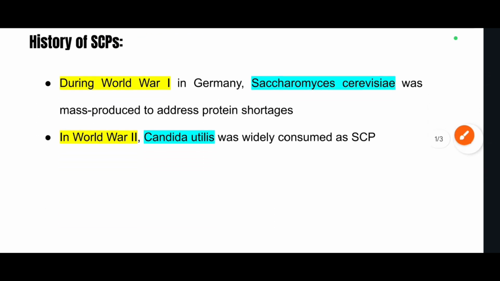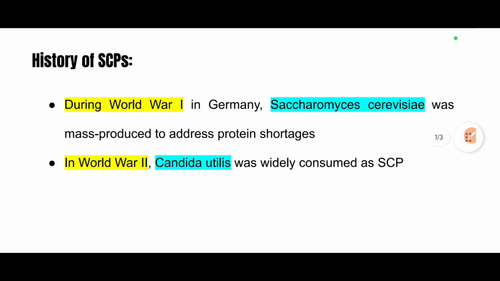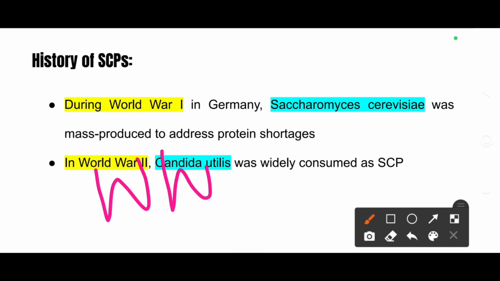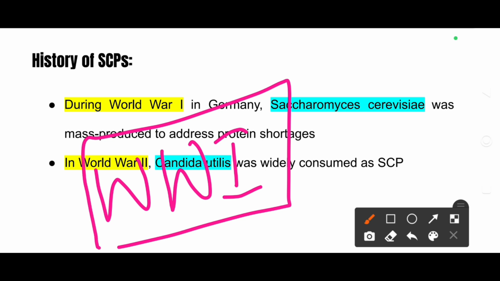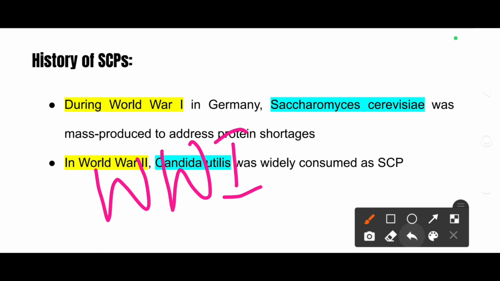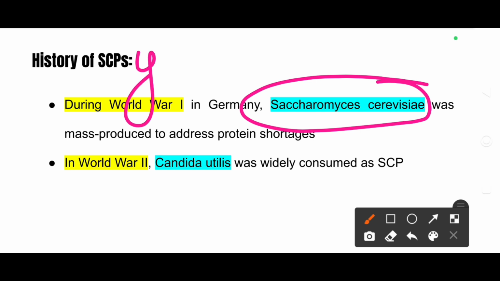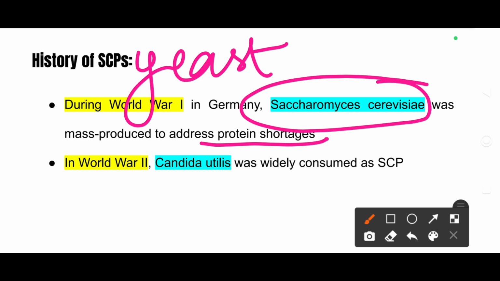Let's see something about the history of SCP and how it started. During World War One in Germany, the soldiers were facing a kind of nutrition deficiency, because they can't cook chicken and mutton and all that at the time of war, right? So they made a very clever move: they used Saccharomyces cerevisiae, this yeast, as a food source for protein, because they had a huge protein shortage. To supplement them, they used Saccharomyces cerevisiae as SCP.